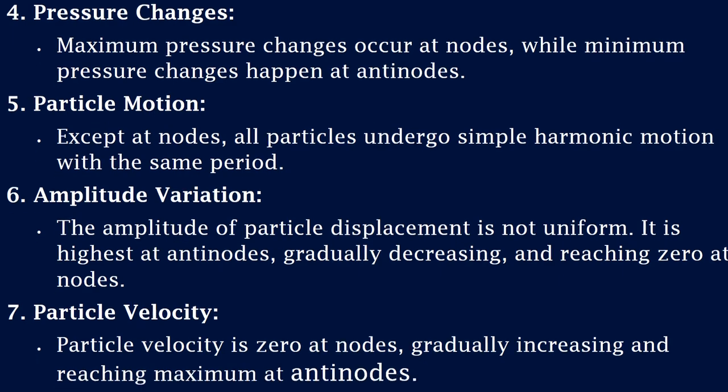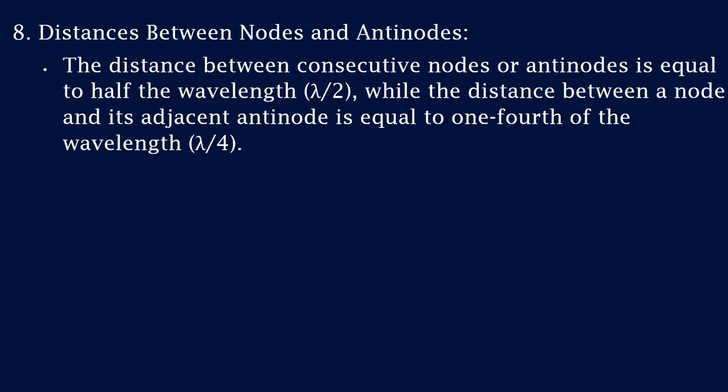Distance between nodes and antinodes. The distance between consecutive nodes or consecutive antinodes is equal to half the wavelength, λ/2, while the distance between a node and its adjacent antinode is equal to one-fourth of the wavelength, λ/4.